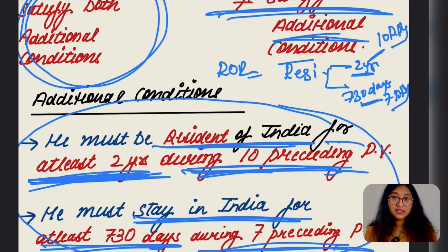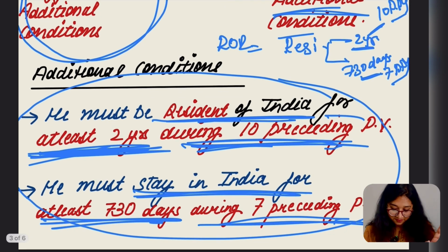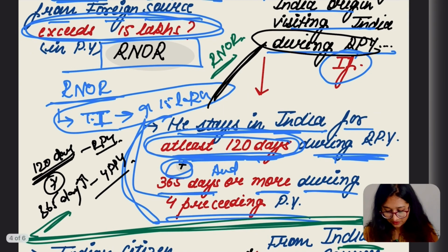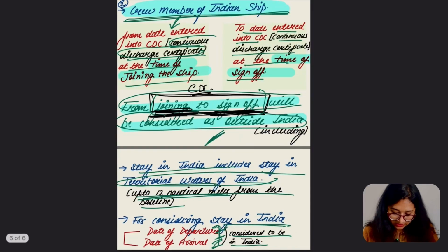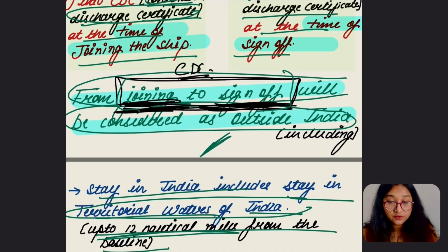The additional condition was 2 years out of 10 preceding previous years and 730 days out of 7 preceding previous years. So that's it for today's class, guys. Hope this part was clear to you. Till then, we'll meet in our next session.